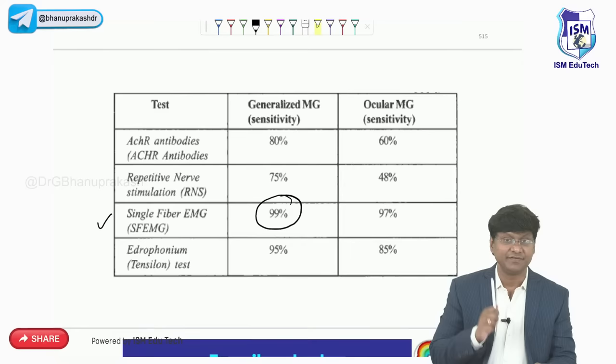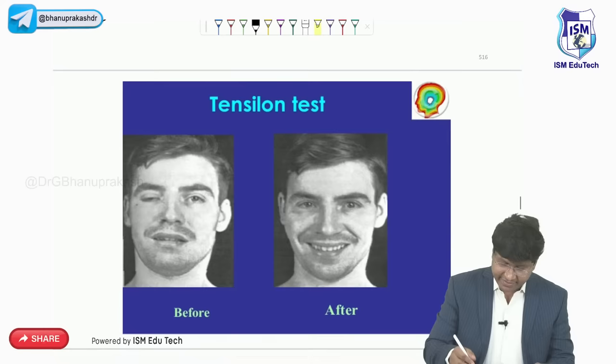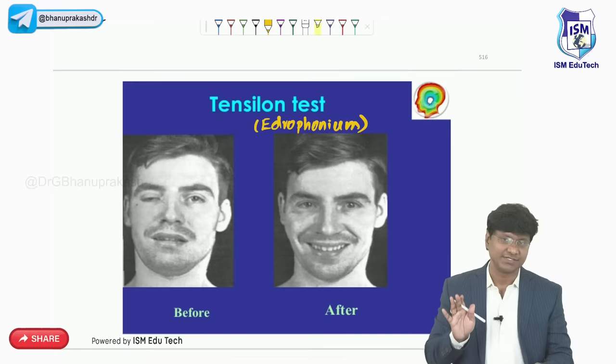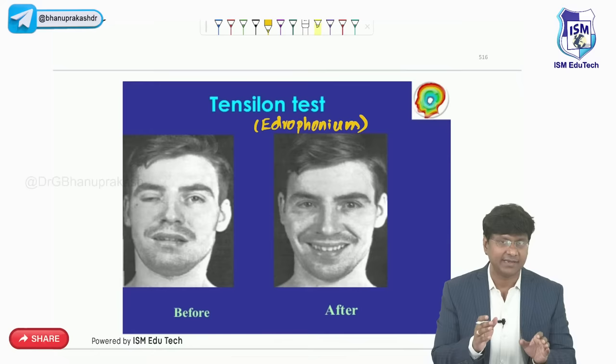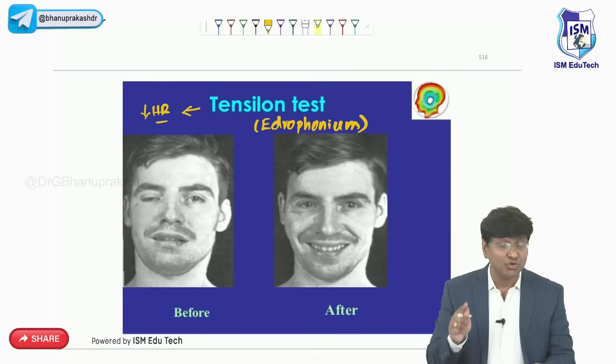Okay? Then what about this Tensilon test? Whenever you give Tensilon, what is Tensilon? It is nothing but edrophonium. So whenever you give Tensilon, there will be disappearance of the ptosis. But one quick thing that you have to take care of when you are doing this edrophonium test is that the individual may develop bradycardia, because Tensilon or edrophonium will increase the acetylcholine levels. So you have to keep atropine ready whenever you are doing this Tensilon test.